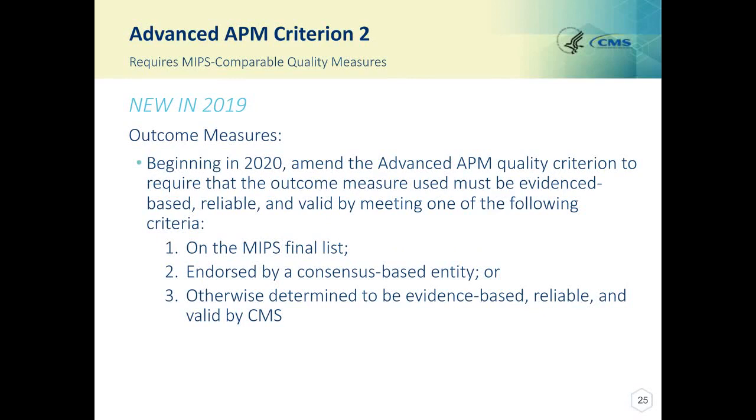Here again, we talk about the outcome measures. We talked a little bit about this. It's the same thing. The outcome measure must also be evidence-based, reliable, and valid, meeting those same 3 criteria: on the MIPS final list, endorsed by a consensus-based entity, or otherwise determined to be evidence-based, reliable, and valid by CMS. Next slide, please.